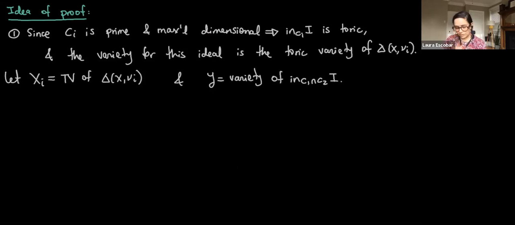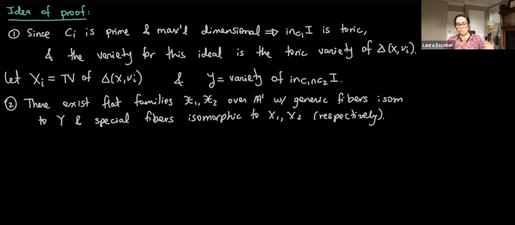So just some notation, we're going to let X_i be the toric variety of the Newton-Okounkov body with respect to valuation i, and Y is going to be the variety associated to the initial ideal of the intersection of the two cones. So just because of Gröbner theory, when you take initial terms, this immediately tells you that they're flat families. So from the theory of initial terms, there exist flat families, X1 and X2, over A1, with generic fibers isomorphic to Y, and special fibers isomorphic to X1 and X2 respectively. So we have two flat families.